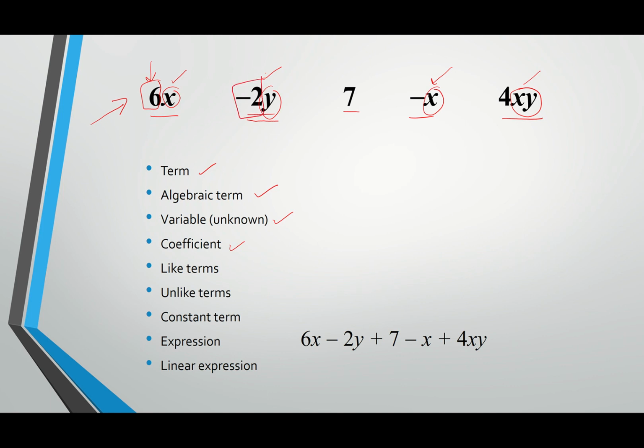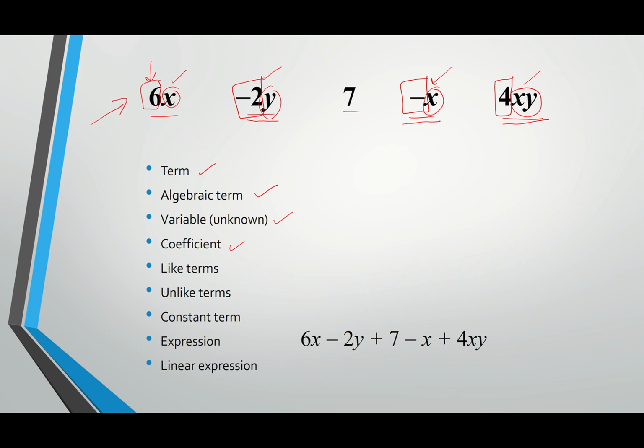Now, what about this one over here? The coefficient is negative 1. Yes, the 1 is invisible, guys. And of course, the last one, the coefficient of this term is 4. So the coefficient is the number in front of the variable.